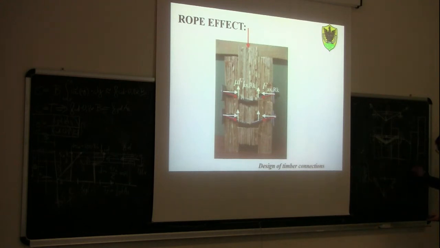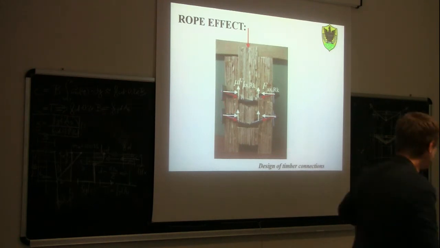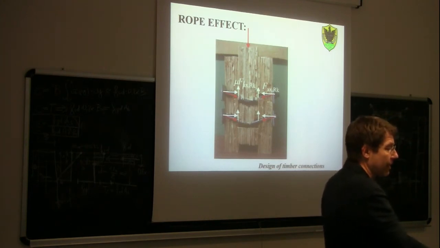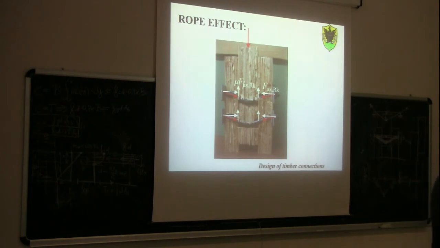So for example, this is one member, this is another member here. I put one screw here. F_ax,Rk, characteristic withdrawal strength, is the value of the force that I need to apply on the screws to withdraw the screws, to take the screws out. Obviously, I cannot get a higher force perpendicular to the grain higher than this value here, because as soon as I get this value, I get either the failure of the screw in tension or the withdrawal of the screw. So this will be the maximum value.